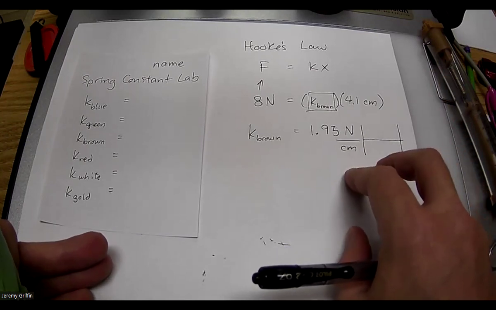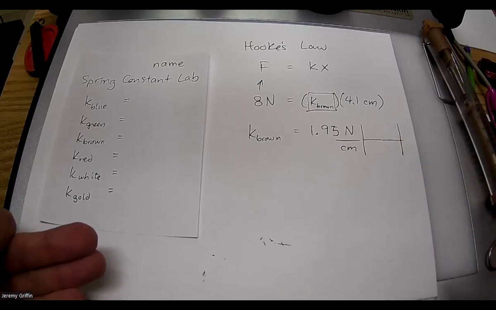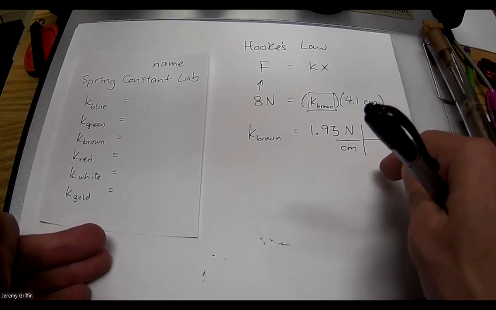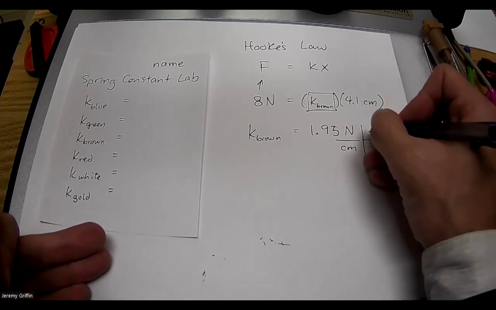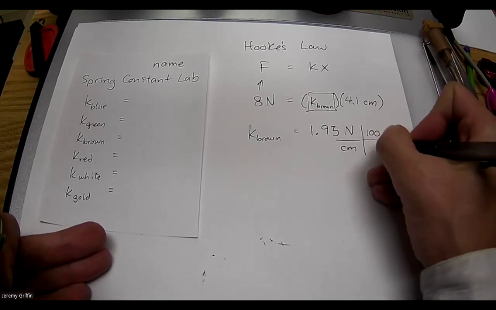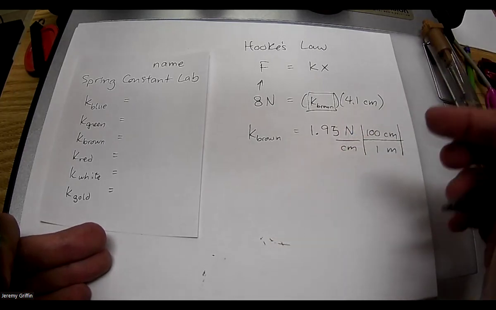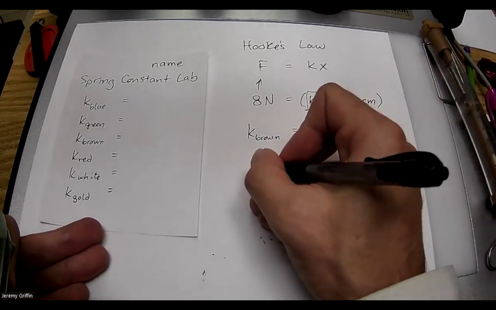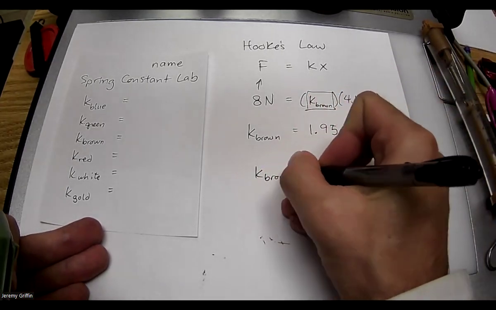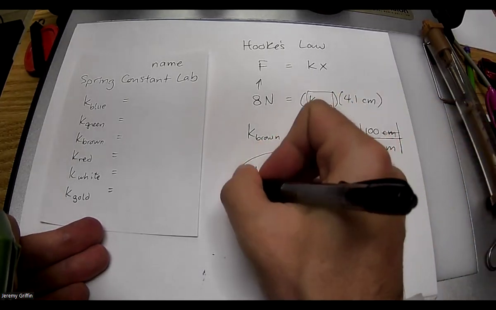So how do I go from centimeters to meters? How many centimeters are there in 1 meter? 100, right? Same thing as how many cents in a dollar. Should the number 100 go on the top or the bottom? The top. 100 centimeters is equivalent to 1 meter. Remember the theory of why this process works. That's a fraction equal to 1. Numerator is the denominator. Centimeters cancels. So the spring constant on the brown spring is equal to 195 newtons per meter. That's the answer.